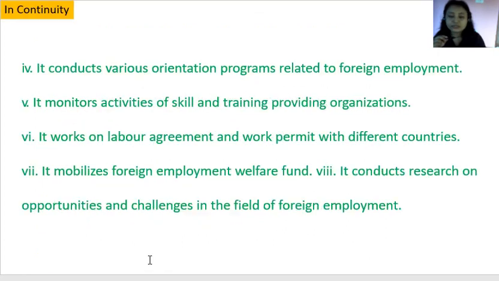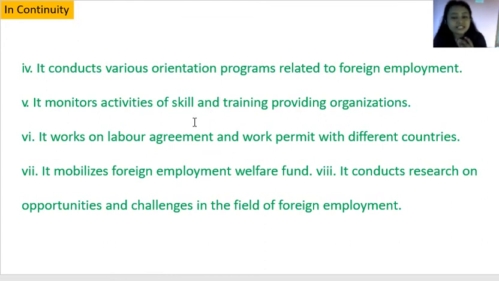That means whenever you are going to a foreign country, what sort of employment opportunities are there, what sort of risks are involved, it will also study that topic, and it will guide you on that. It will provide you the guidance while going to the foreign environment, foreign country. It also conducts various orientation programs related to foreign employment. Orientation programs mostly focus on awareness regarding the risks and challenges that may occur in this foreign employment process.